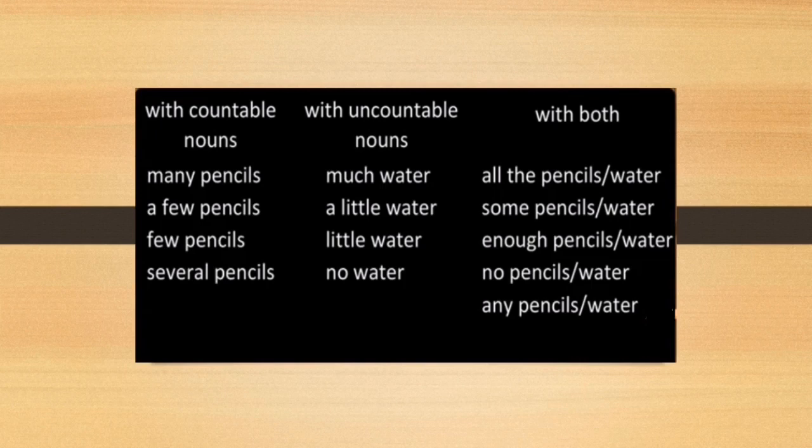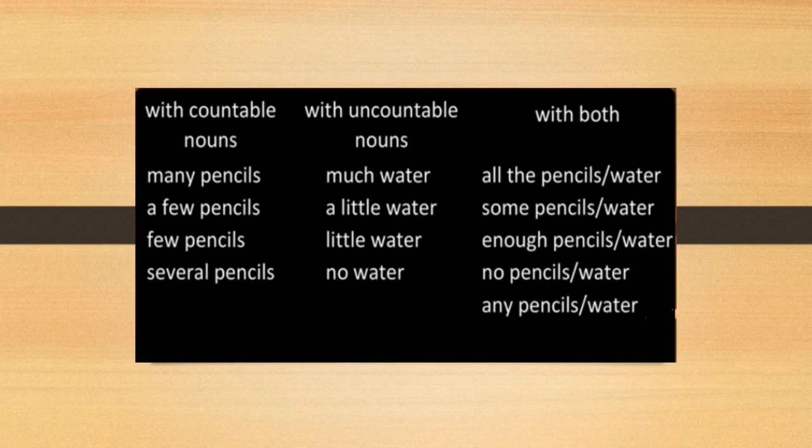Just see, with countable nouns: many pencils, because pencils we can count, many pencils, a few pencils, several pencils. Okay, so many, a few and several, these can be used with countable nouns, उन nouns के साथ जो हम count कर सकते हैं. Now let's talk about the other one, with uncountable nouns. Much water, a little water, no water. Okay, much, a little, no. These will be used with uncountable nouns, the nouns which we cannot count.